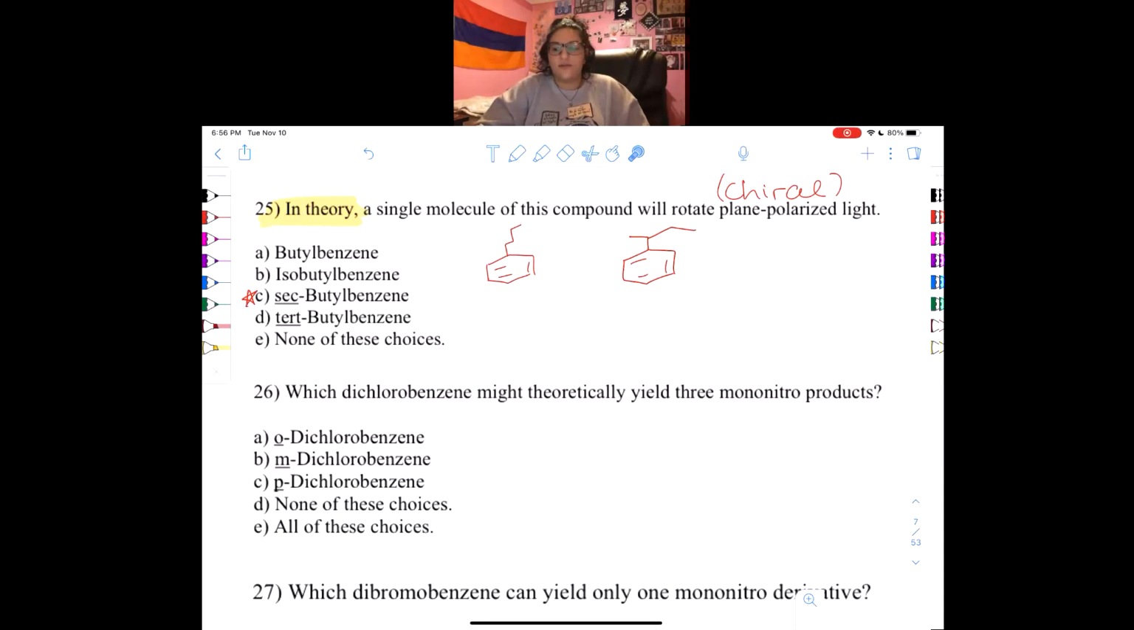So this is just a review from Orgo 1. This is not a huge priority question, but I have seen it pop up before and people got mad at me for not mentioning it. And chiral just means that we have 4 different groups attached to 1 carbon.